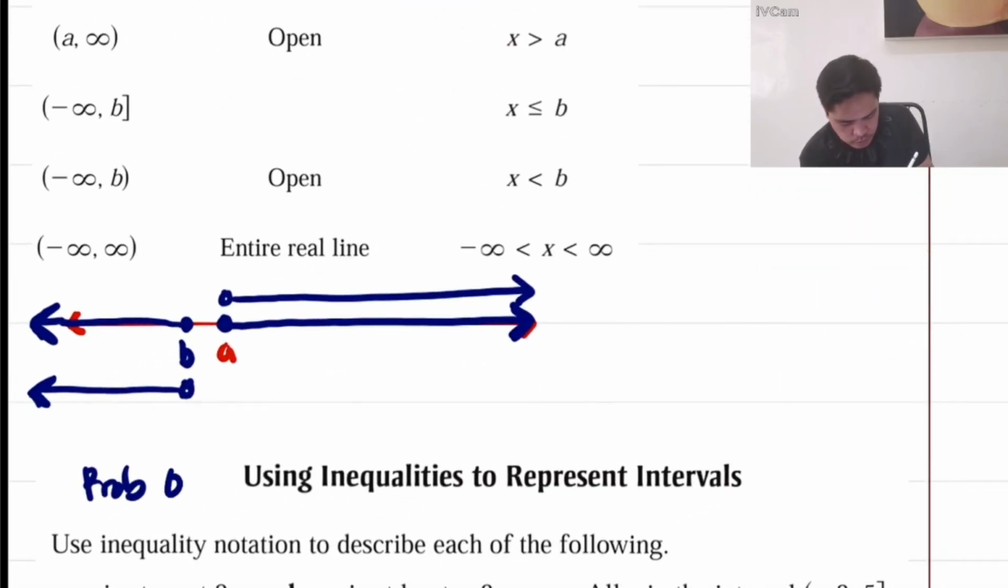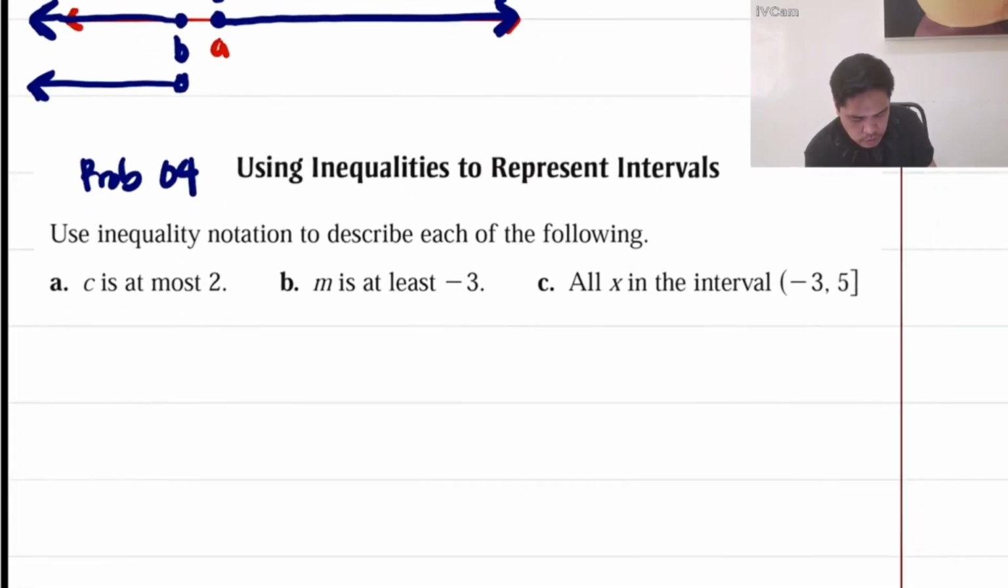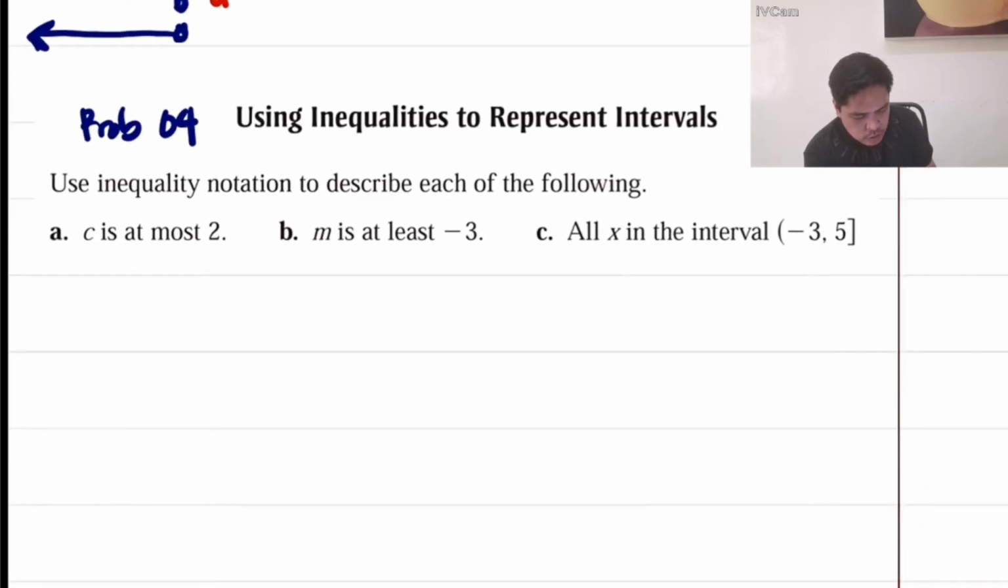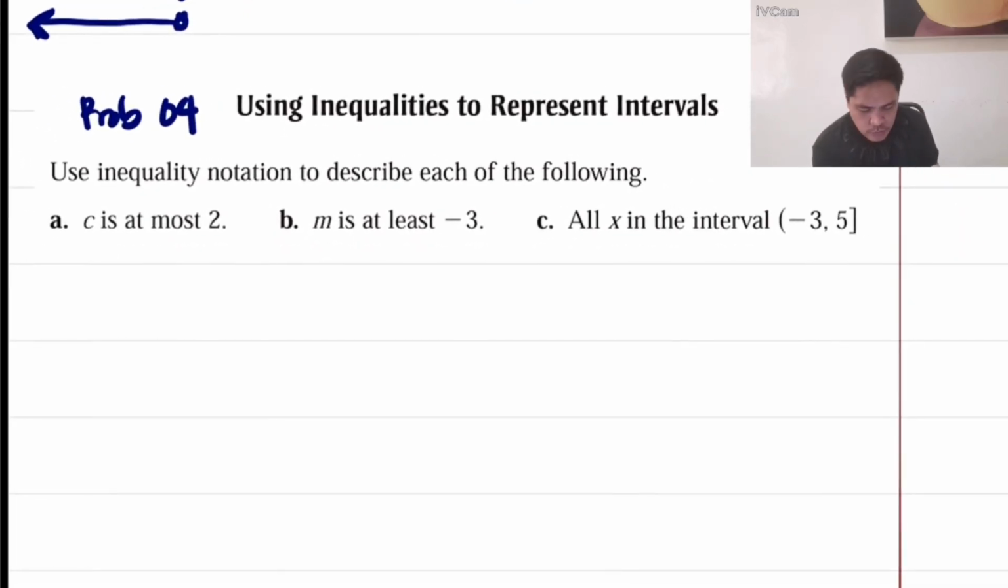So for our problem 04, use inequality notation to describe each of the following. So letter A. If you have scratch paper, you may try answering this. So what does it say in letter A? Again, the instruction: use inequality notation to describe each of the following.